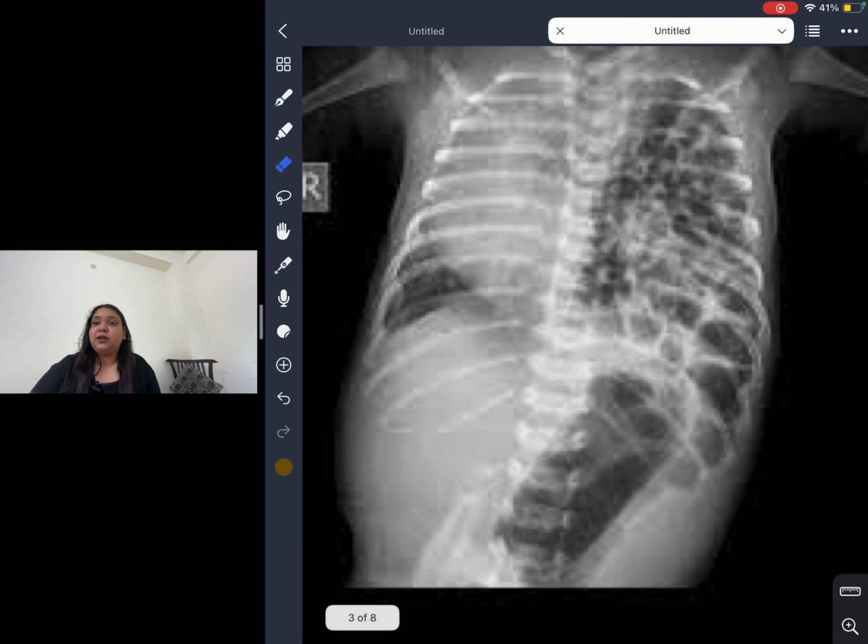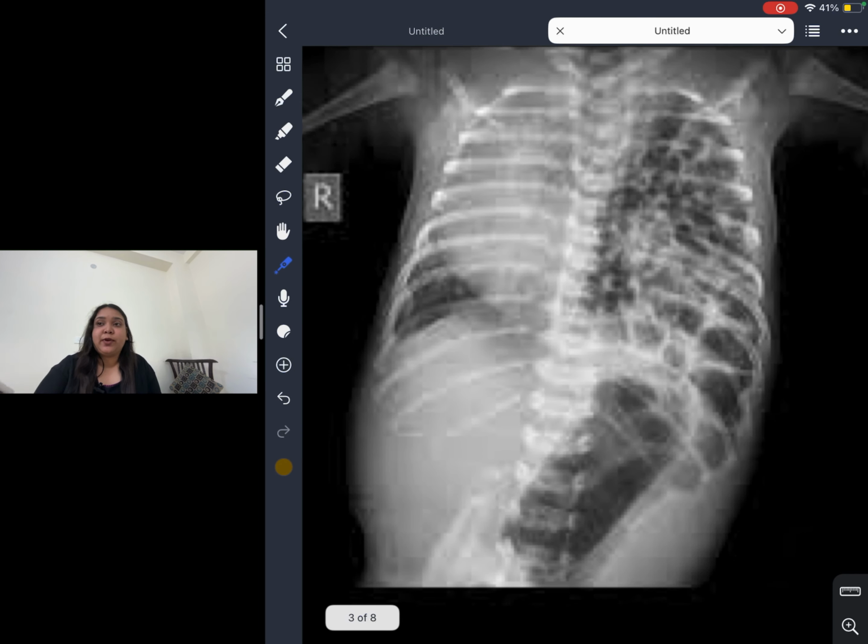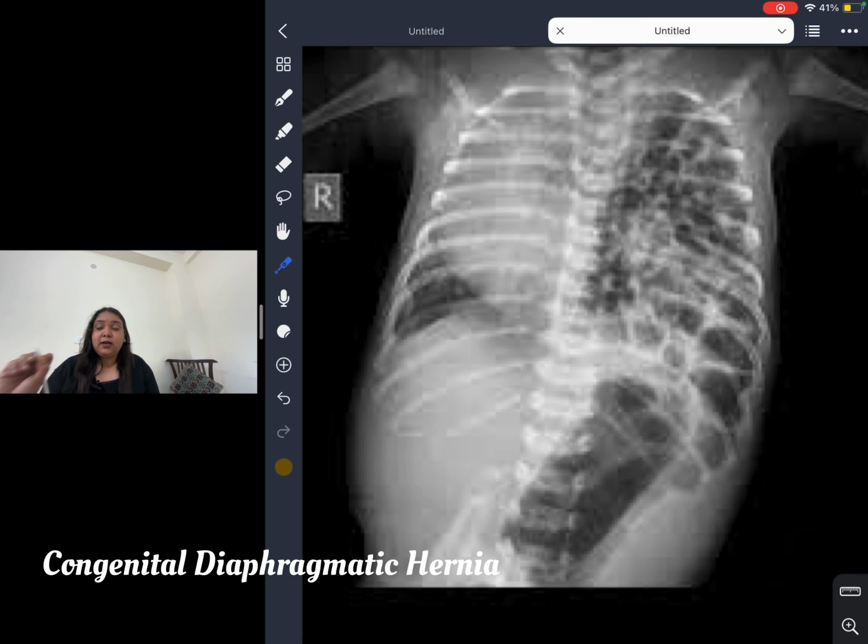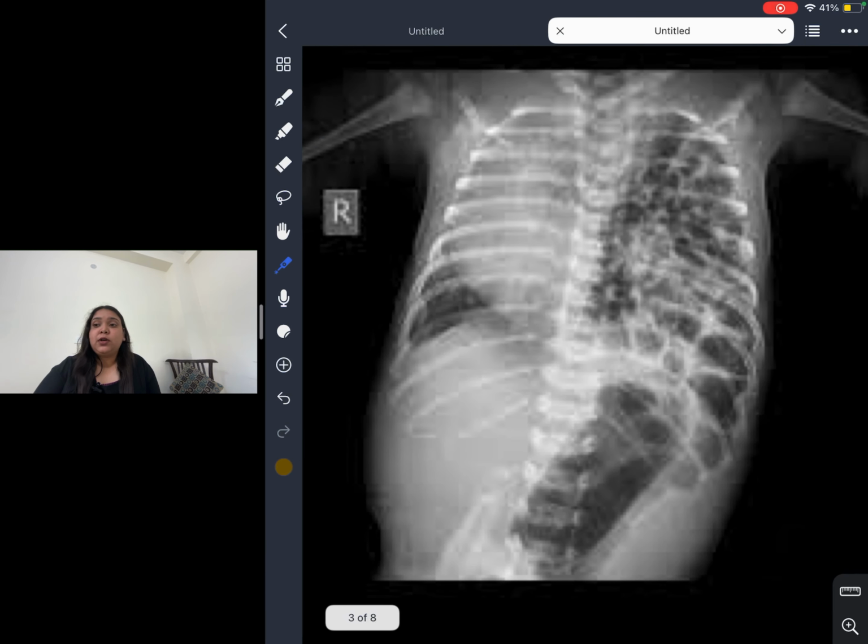Now if you look over here, on the right hand side you can find lungs, but on the left side you can find something else. Now this condition is congenital diaphragmatic hernia. It occurs due to a hernia through which the bowel loops get into your thorax. So these are nothing but your bowel loops in your thorax.